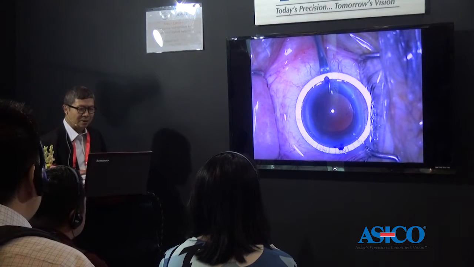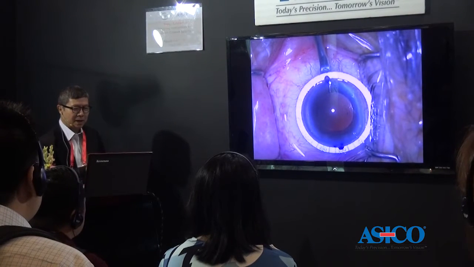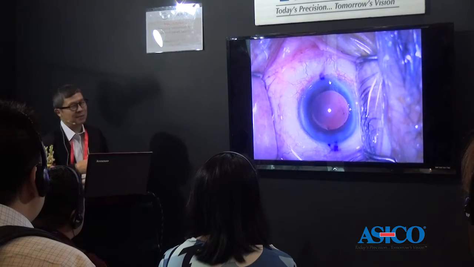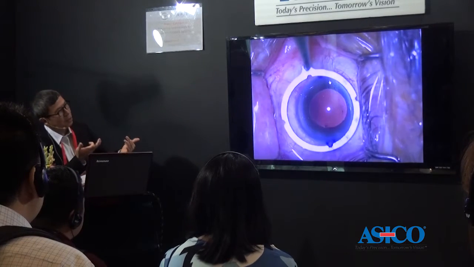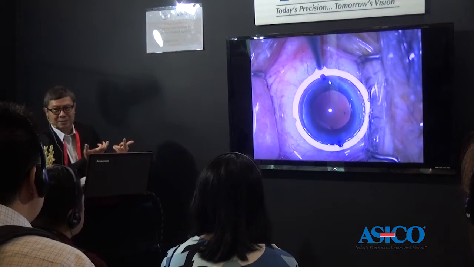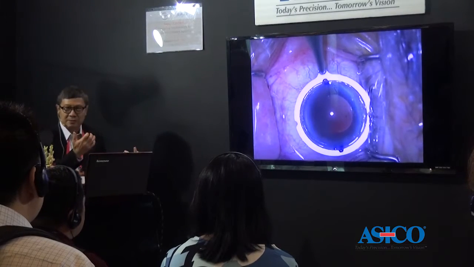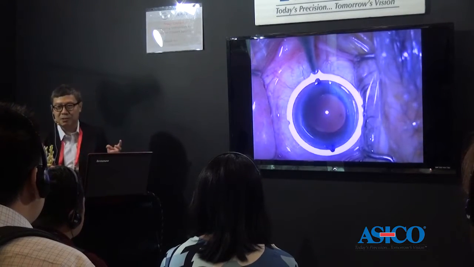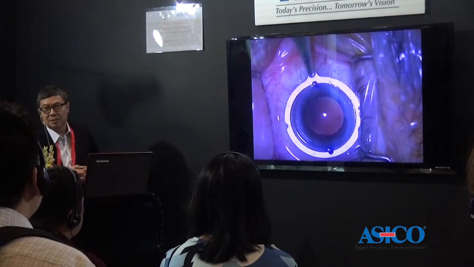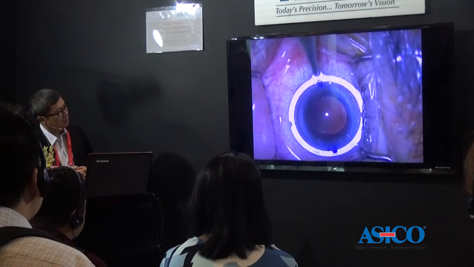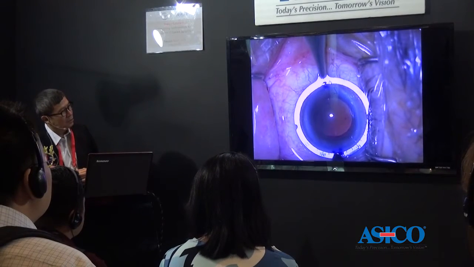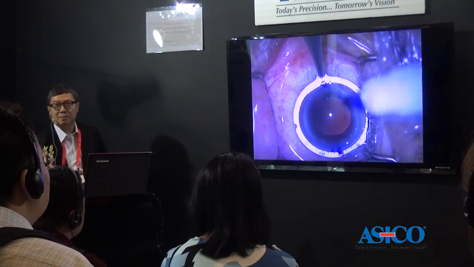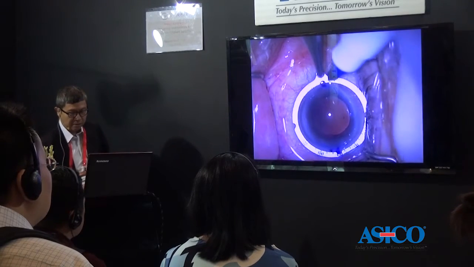But some of my colleagues are very difficult people. They don't like to mark at 0 and 180 like this. They want to mark at 90 and 270. So I had to modify the design again, and we put 2 more cutouts at 90 and 270. So wherever you like to do your reference marks, you can still get a good and effective marking. And once you've done that, it's very, very easy to do your axis marking based on those reference marks.